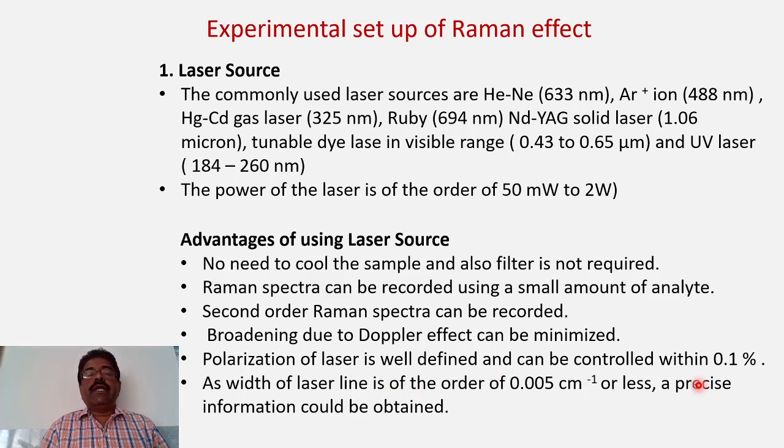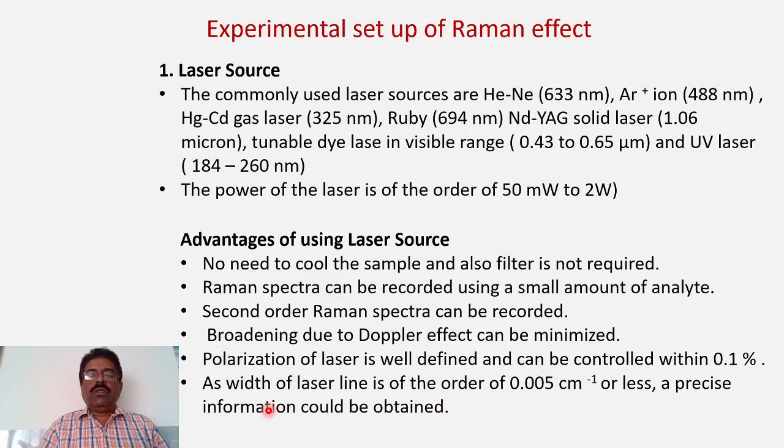Then the polarization of the laser is well defined and can be controlled within 0.1%. You know that the incident radiation must have a specific polarization. Most of the laser radiations are plane polarized and well defined in a particular plane, and they can be controlled even within an accuracy of 0.1%. So there is not much deviation in the polarization of the source, and therefore the actual interaction involved will not have any error because of variation in the polarization of the source.